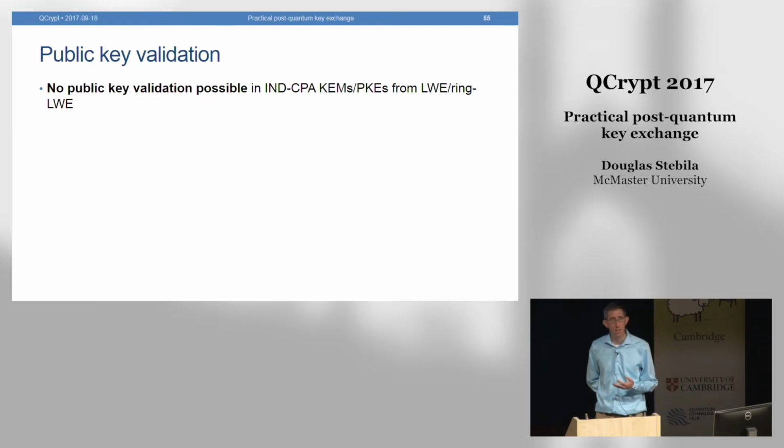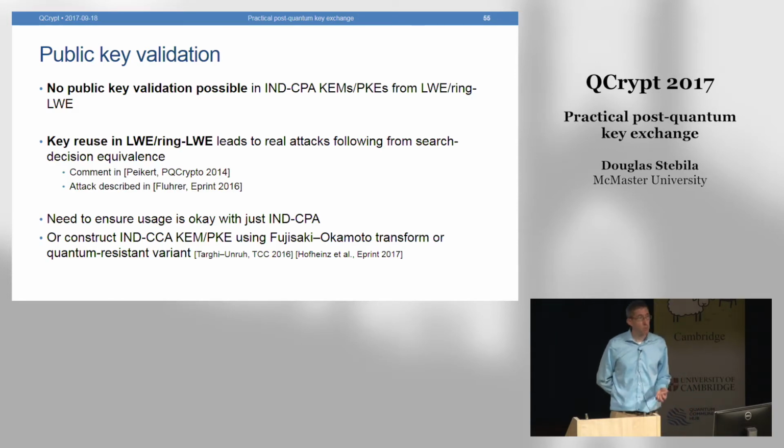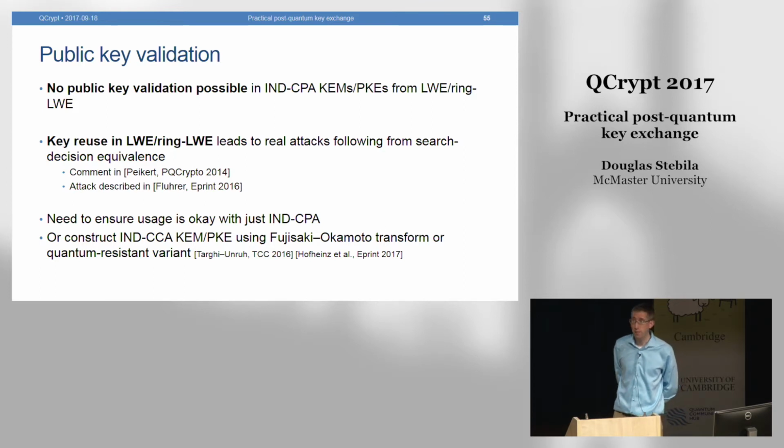And so when the recipient decrypts a ciphertext, they can't tell whether that ciphertext was correctly constructed. It's possible that an adversary could send a malformed ciphertext and try to use that to learn information about the secret key. And this isn't just a hypothetical. This is actually possible because of the search decision equivalence I mentioned before. I don't want to go into the details of that, but it really can lead to real attacks. And there are several places where this attack has been described. So in some settings, this IND-CPA secure encryption scheme is safe to use.